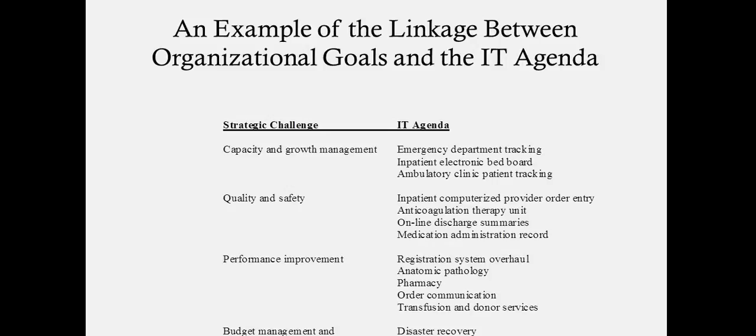So the linkage between the goals of the organization and the information technology, you can look at this. This is a good example. Say, for example, capacity and growth management: emergency department tracking, inpatient electronic bed board, ambulatory clinic patient tracking. If you have these technologies, it'll allow that organization, that hospital, that clinic to increase their capacity and grow as a care provider.